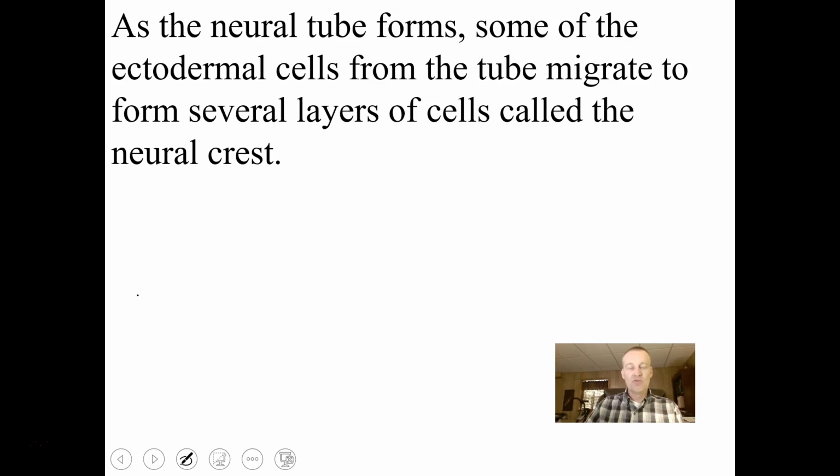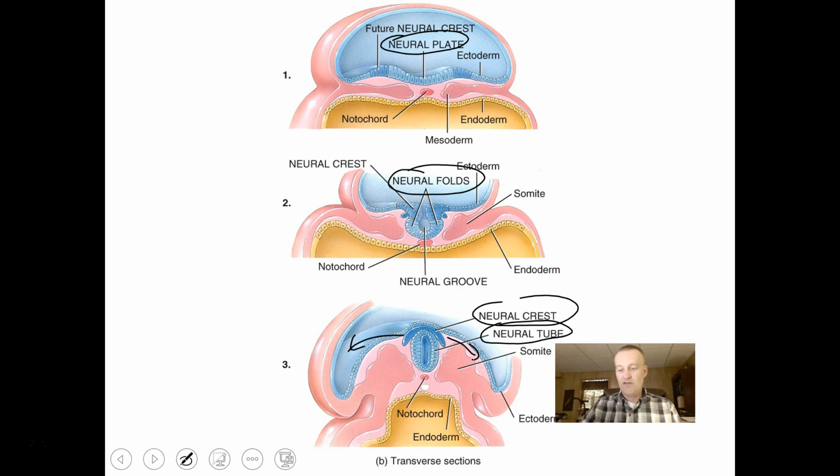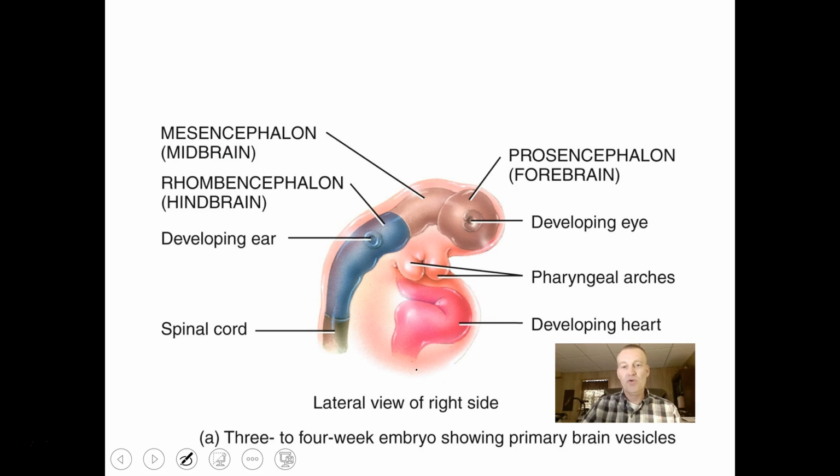As the neural tube forms, some of the ectodermal cells from the tube migrate and are going to form what we call the neural crest. So here we can see neurulation in process. Here we start with the neural plate, neural folds, then we have the neural tube. There is a neural crest, and these are cells that are going to go out and migrate to form nerve cells that migrate around. There's that notochord, which was important in forming that neural tube.